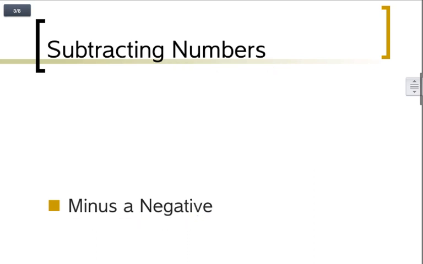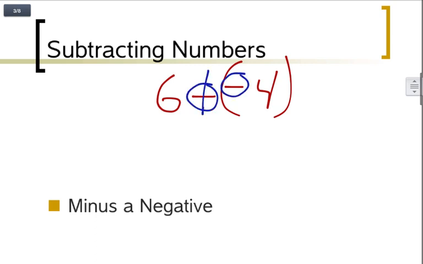So for example, you could have 6 minus negative 4, like that. Now whenever you have two negative signs next to each other, what you want to do is change both the signs.